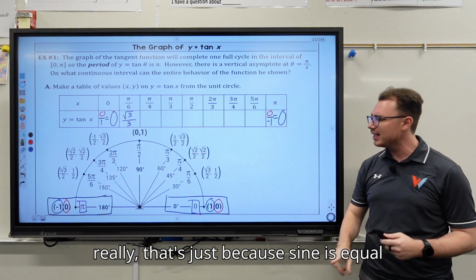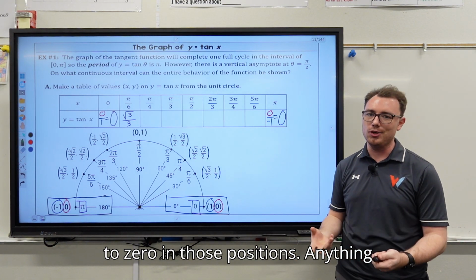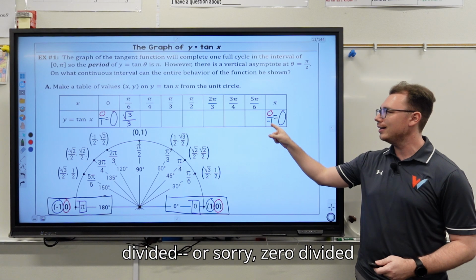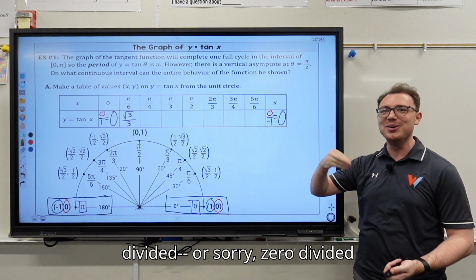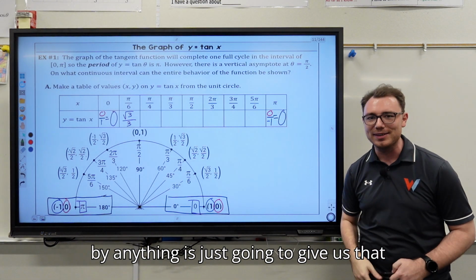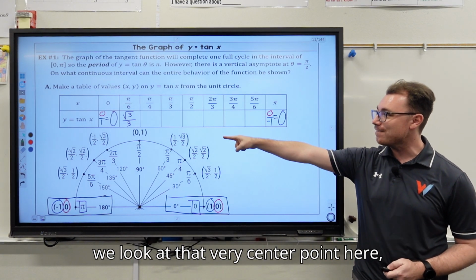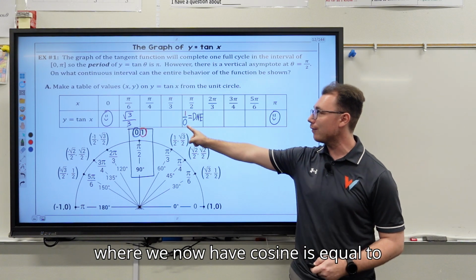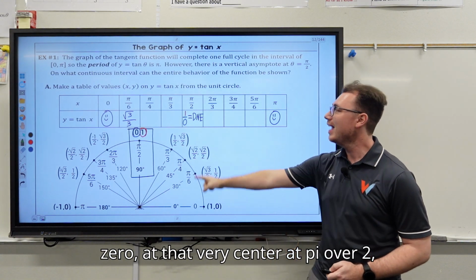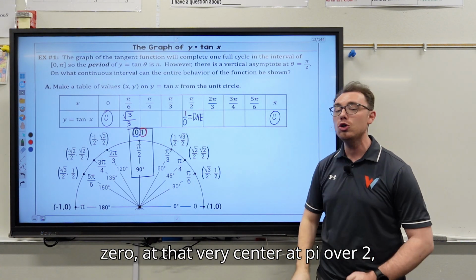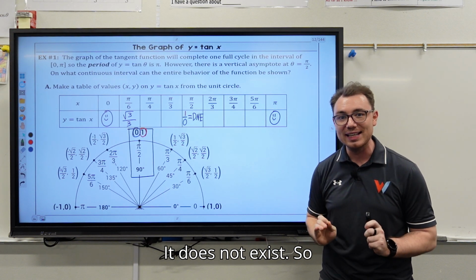And really, that's just because sine is equal to 0 in those positions. Anything divided, or sorry, 0 divided by anything is just going to give us that value of 0. On the contrary, if we look at that very center point here, where we now have cosine equal to 0, at that very center at pi over 2, it does not exist.